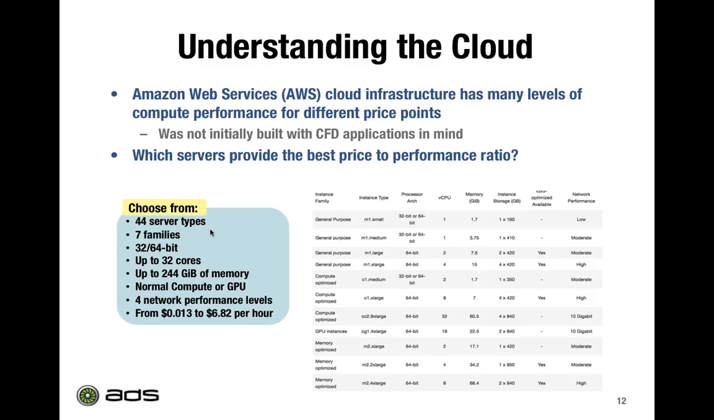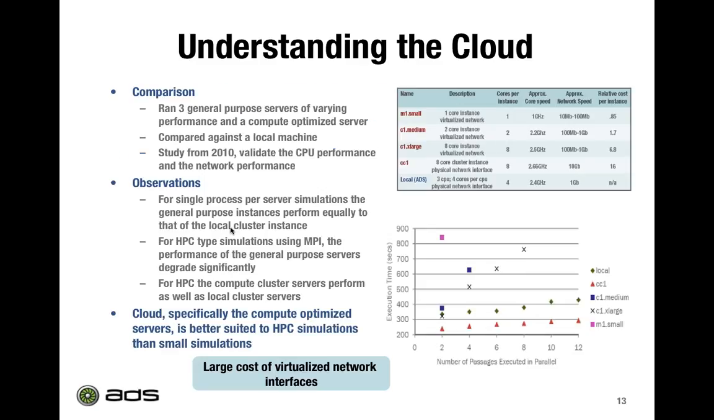Okay, just to give you an idea of what you have to choose from, currently there are over 44 server types. You have to choose between 32-bit or 64-bit architectures. You can go up to 32 cores, up to 244 gigs of memory. You can do a normal compute or a GPU compute system. There are also 4 different network performance levels, and the price can range from as little as 1 penny per hour to about $6.82 per hour. So there's a lot of options for you, right? And I think the big question becomes, what is the best server for CFD, right?